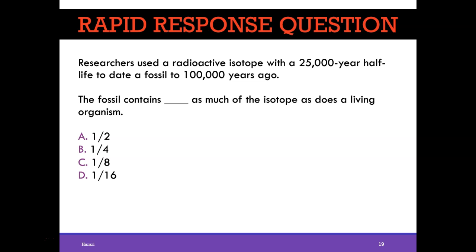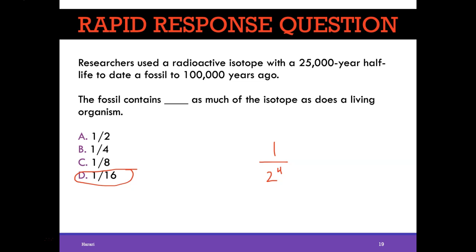Let's do one more. Researchers used a radioactive isotope with a 25,000-year half-life to date a fossil to 100,000 years ago. How much of the fossil's isotope is remaining? So again, 25,000-year half-life, 100,000-year-old fossil. That means 4 half-lives have passed. So with 4 half-lives, 1 over 2 to the 4, we know that it's going to have 1/16 of the amount of the isotope.